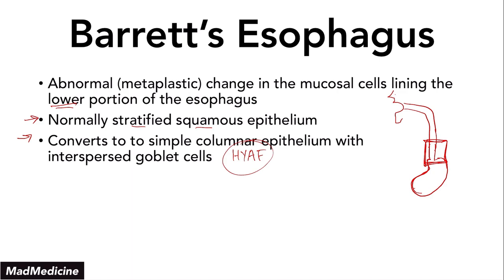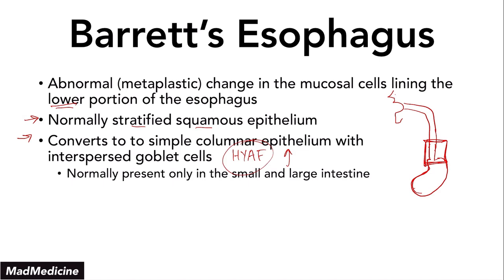Now, usually, you have to remember that this cell type, the simple columnar, is only present in the small and large intestines. Now, I'm going to make you guys think, why would that be? Why would it be that in the esophagus you have stratified squamous epithelium, and lower down your GI tract, past your stomach, you're going to have simple columnar, especially in the small and large intestines? Well, the answer is what is in the stomach. Hydrochloric acid. And hydrochloric acid, like I said, is a very acidic environment. It's going to be very corrosive.